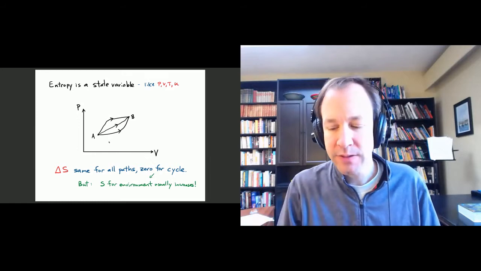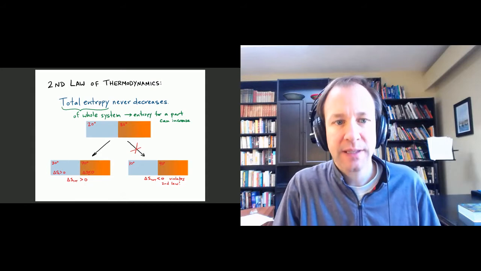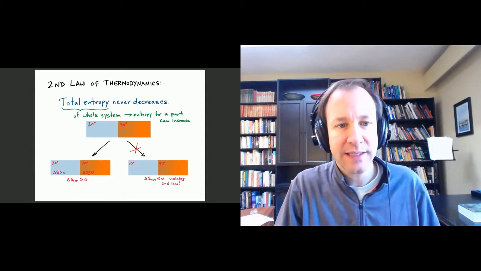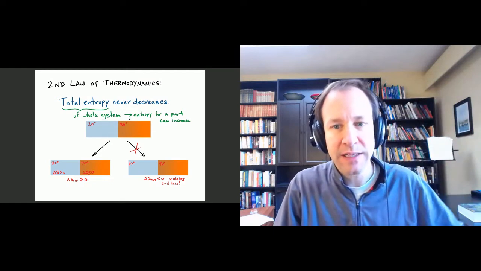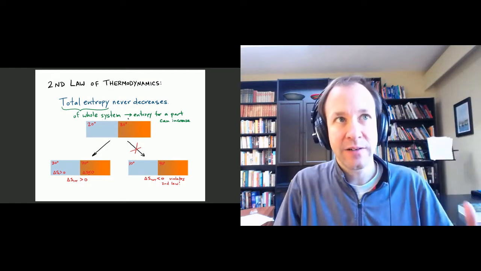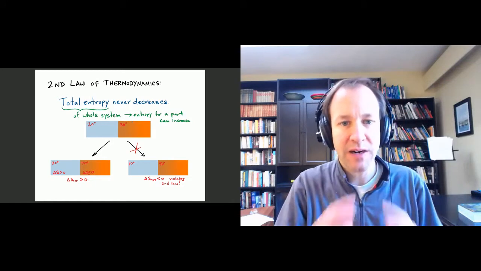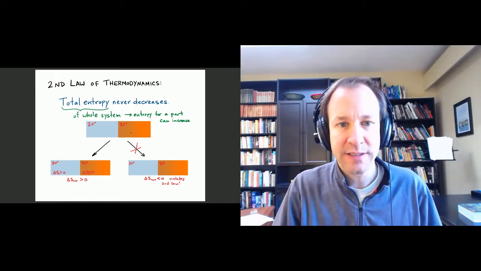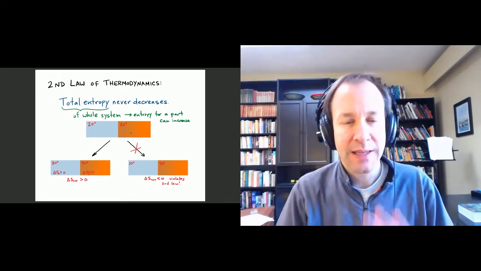Okay, so going back to the second law of thermodynamics, it's important to understand that it's the total entropy of the entire system, which includes the environment, that can't decrease. But sometimes we do find that the entropy of a part of the system decreases. As long as the entropy of the other part increases by more or the same, then we're okay.